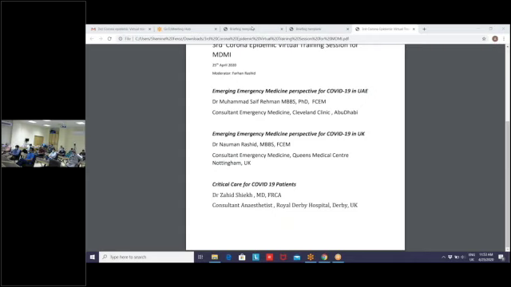Okay. Thank you. So we are assuming that the patient is admitted now. Within the hospital, you can categorize them into mild, moderate, or severe.